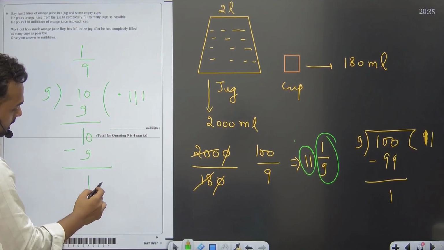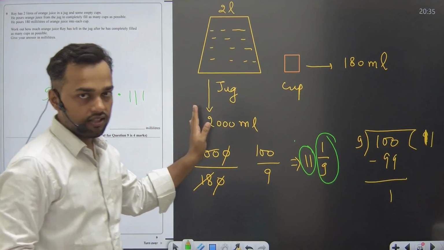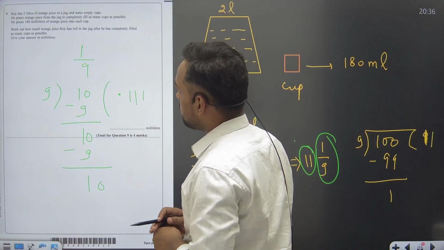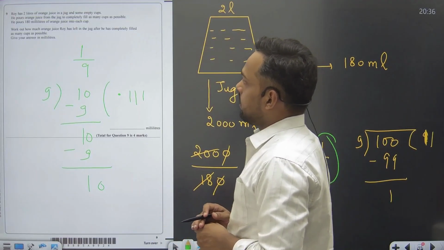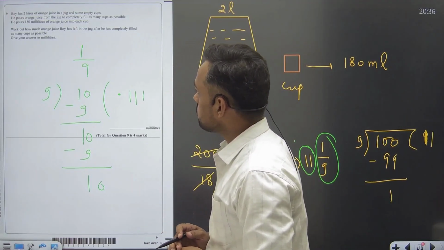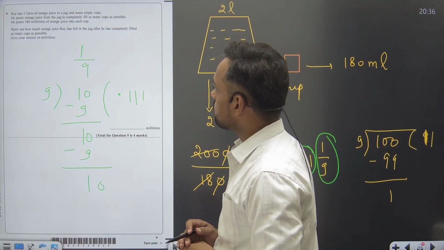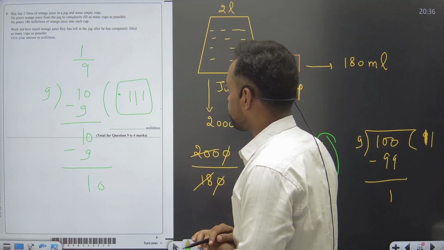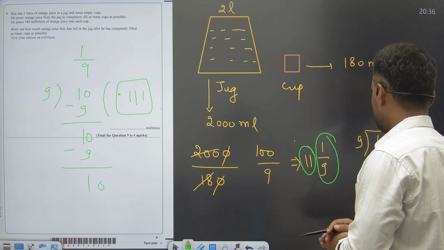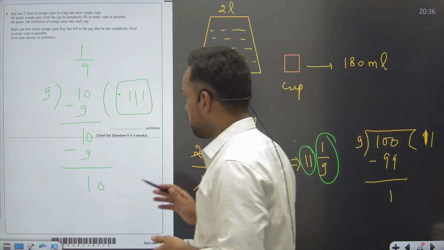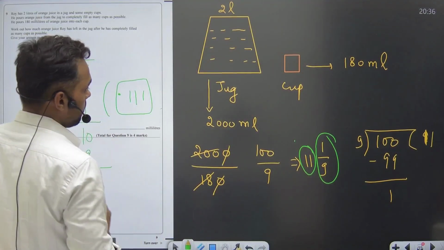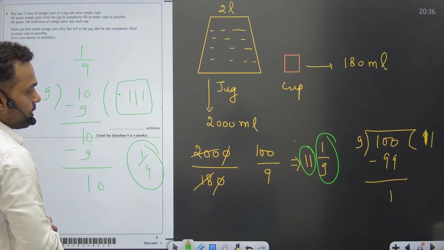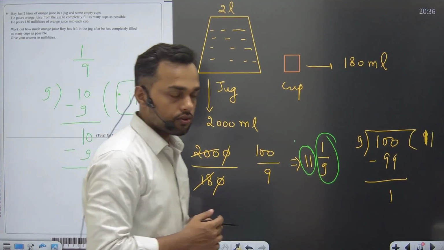It will go on like this, increasing, so it will be 0.111. So 0.111 milliliters of oranges will be left, student. This much will be left. Okay. Even if you want to write it in fraction format, you can write 1 by 9 milliliters. This is also correct and this is also correct, students.